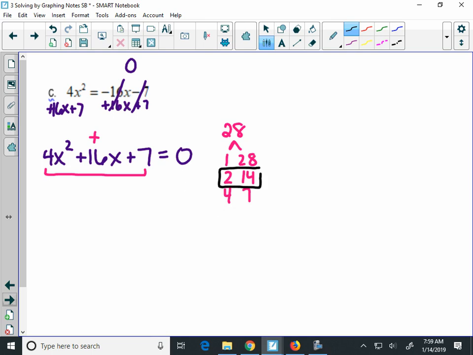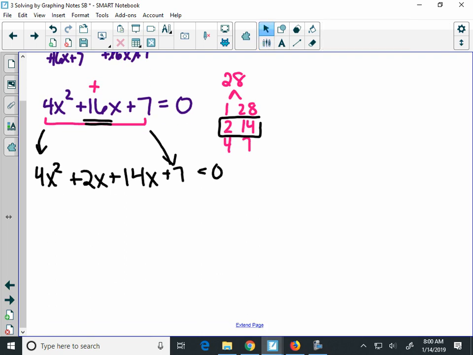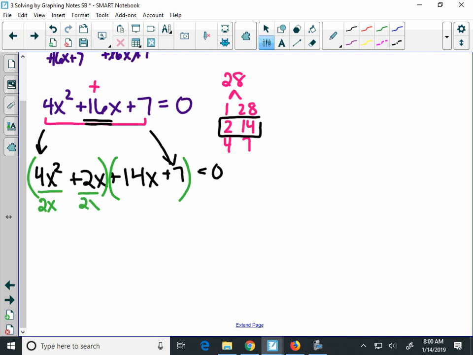So when I split the middle, the 4x squared comes down, the plus 7 comes down. In the middle, I split this 16x up with plus 2x plus 14x. Now from there, what I'm going to do is grouping. So I put the first two terms in a group, the last two terms in a group. And from each group, you look for a GCF. From the group on the left, it looks like 2x is the greatest common factor. So I pull a 2x in front. And when I divide here, 4x squared divided by 2x is 2x. And here, 2x divided by 2x, anything divided by itself is 1.